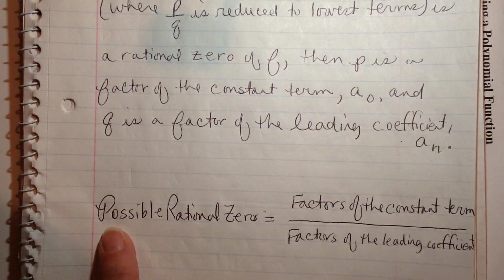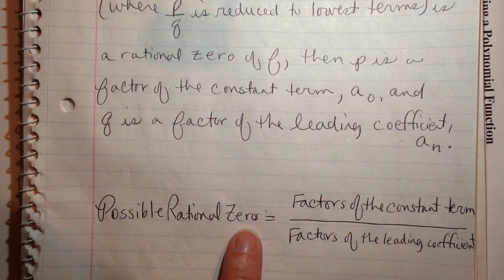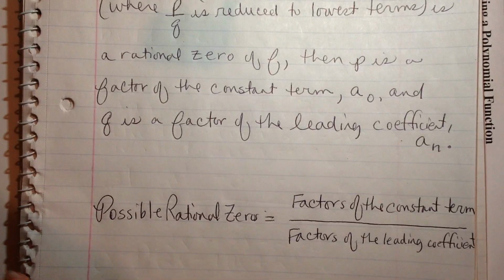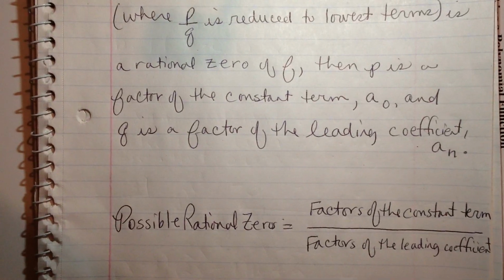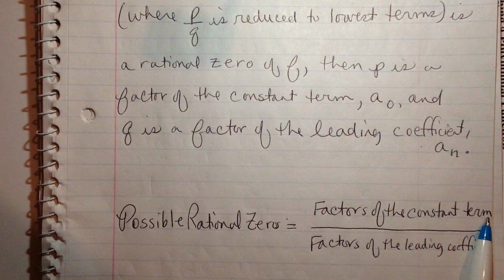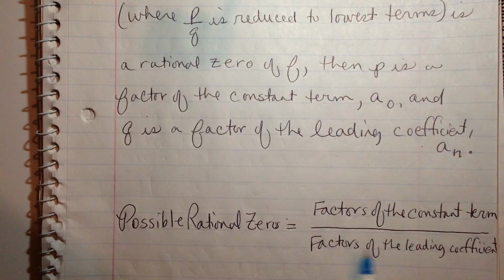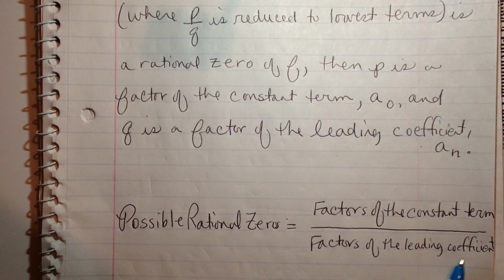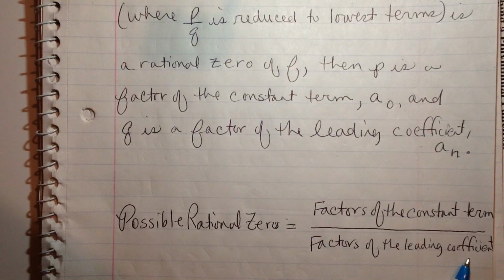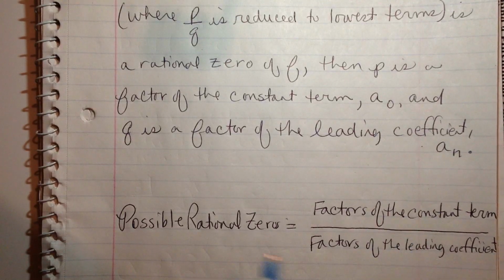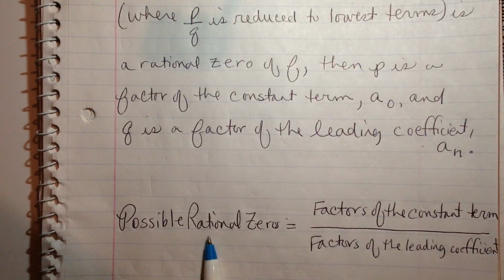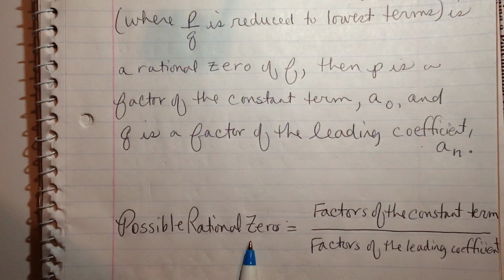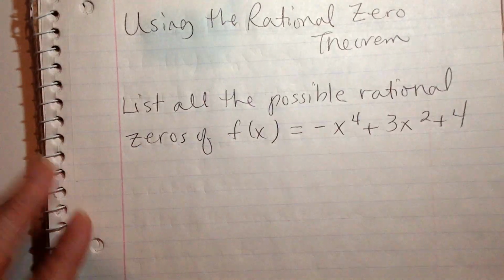So to find all of the possible rational zeros, we will find the factors of the constant term divided by the factors of the leading coefficient. Once those are divided, those are all of the possible rational zeros. So let's apply that to a problem.